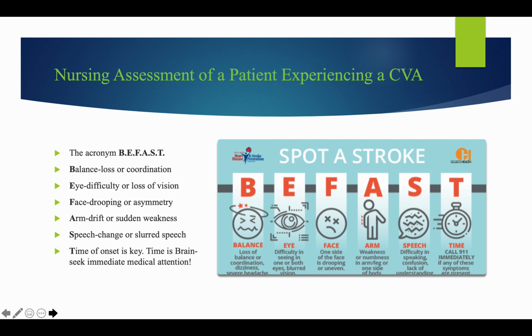Assess the patient's extremities. You're assessing their motor, their strength, their range of motion to detect if there is any weakness, if they're flaccid or hemiparesis or hemiplegia. You also want to assess their balance and sensory.